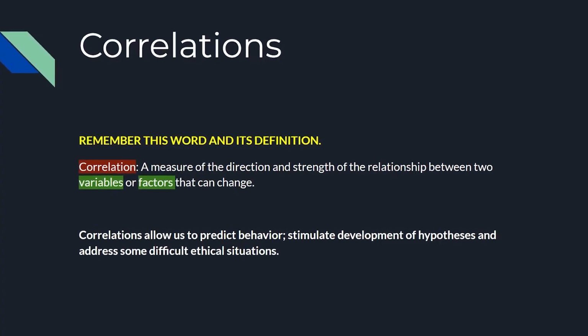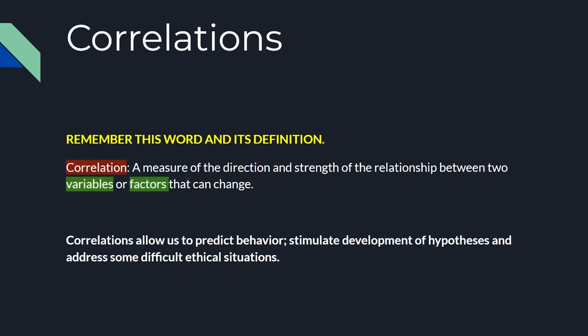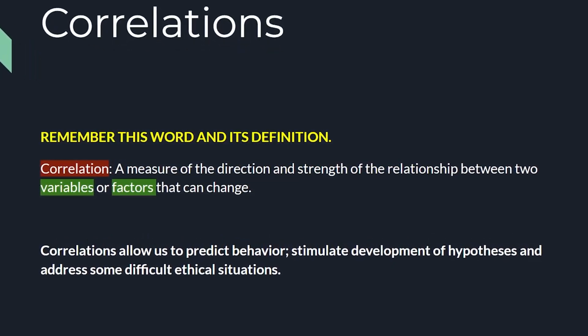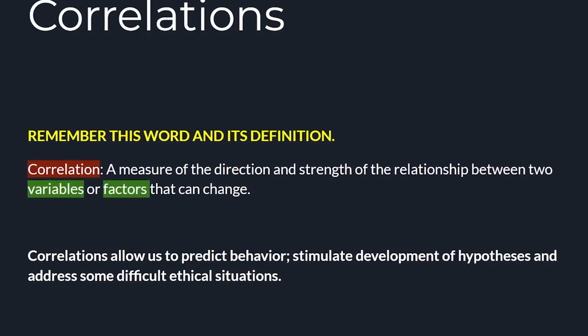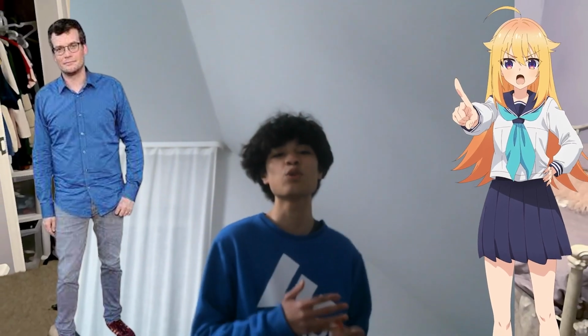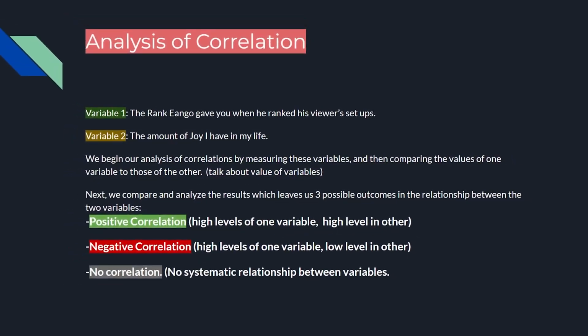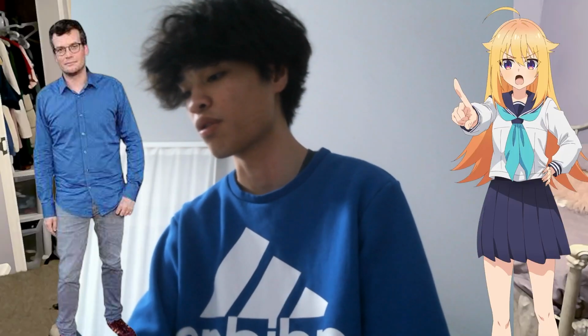psychologists do research. Now I want you to remember this word and its definition. This word is correlation, which is a measure of the direction and strength of the relationship between 2 variables or factors that can change. Now this word is very important because correlations allow us to predict behavior, stimulate development of hypotheses, and address some difficult ethical situations, such as video games and violence and such. It's very important.